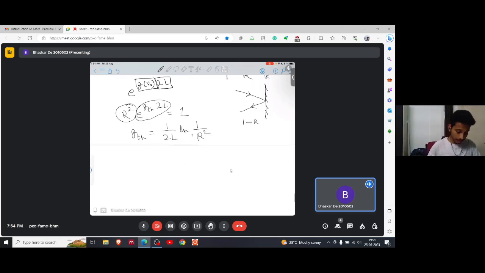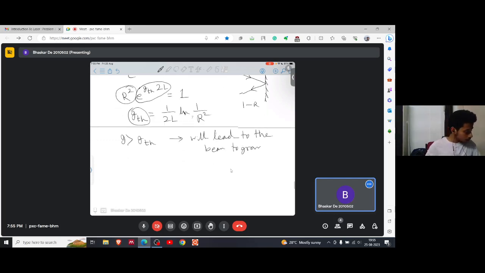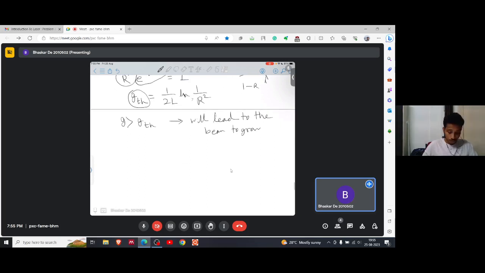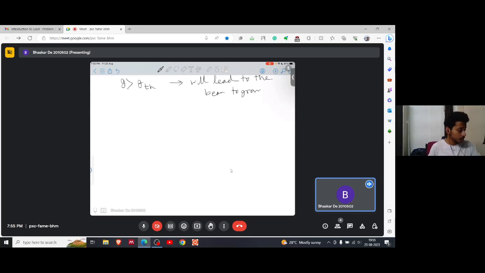So any gain that has a higher value than this g th will cause the beam to grow. G greater than g th will lead to the beam to grow. So we can again calculate this for a more general case.